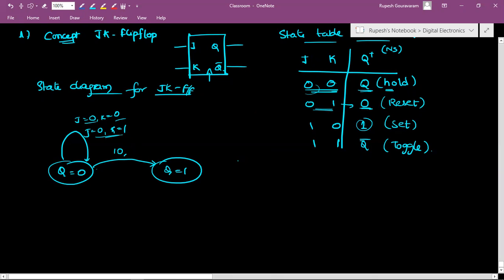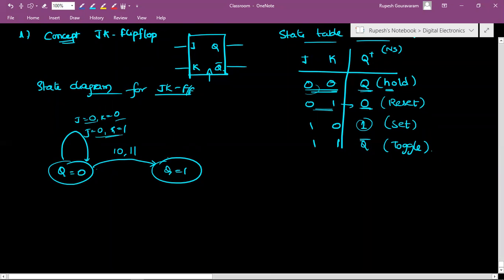If it is 1 1, then what happens? If it is 1 1, then toggle. That means the same, 1 1 also will come here. Okay, we have completed one stage.